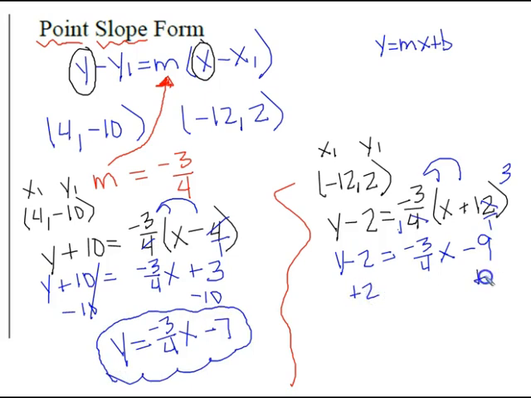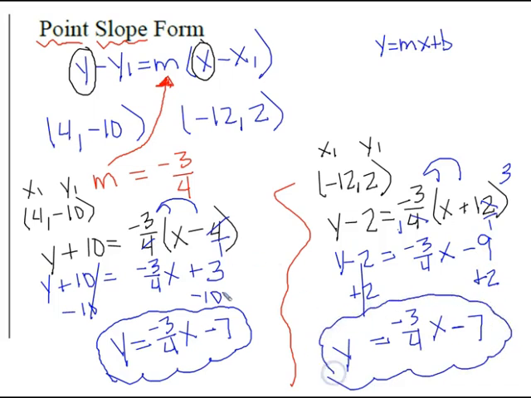Over here, we can add 2 to both sides. So we get negative 3 over 4 x. Negative 9 plus 2 is negative 7. So we get the same exact answer. If we were to graph these two, it would give us the same exact line. So it does not matter which point you pick, because even though these equations look different, they are essentially the same thing. So don't be afraid about choosing the wrong point. You can't go wrong.